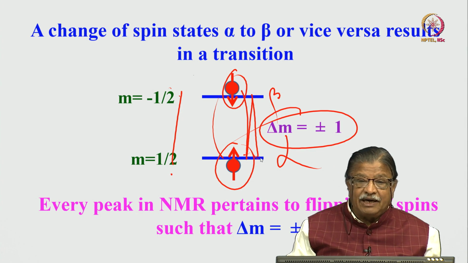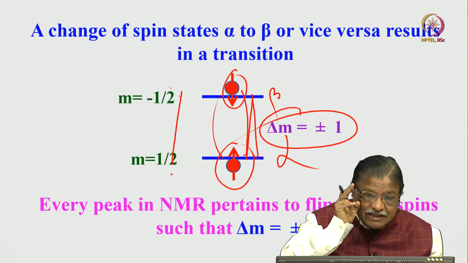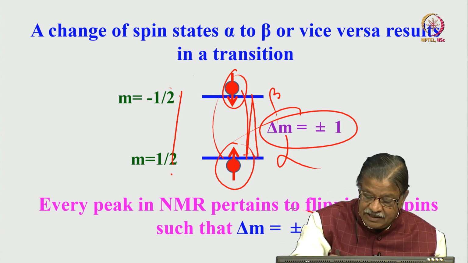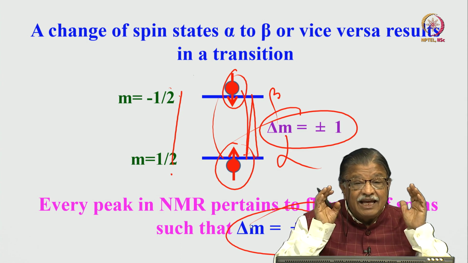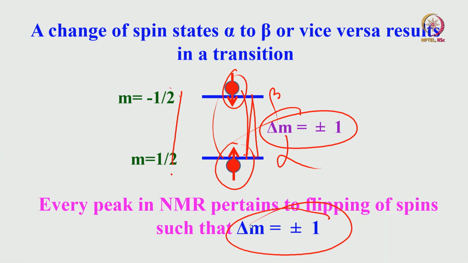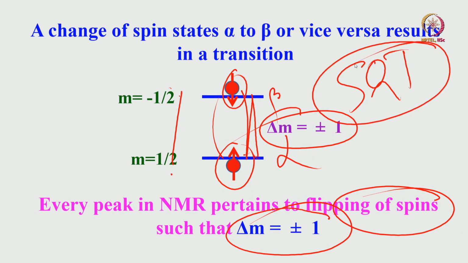Every peak in NMR pertains to flipping of a particular spin, where the change in the magnetic quantum number between two spin states is either plus 1 or minus 1. This is the important selection rule condition in NMR. Please remember, every peak in NMR corresponds to flipping of spin from plus half state to minus half state or vice versa. That is why they are called single quantum transitions. All the NMR spectra you routinely take, each peak is coming because of flipping of the spin where the magnetic quantum number changes by either plus or minus 1. They are called single quantum. There is one quantum change of energy, that is why it is called single quantum transitions.